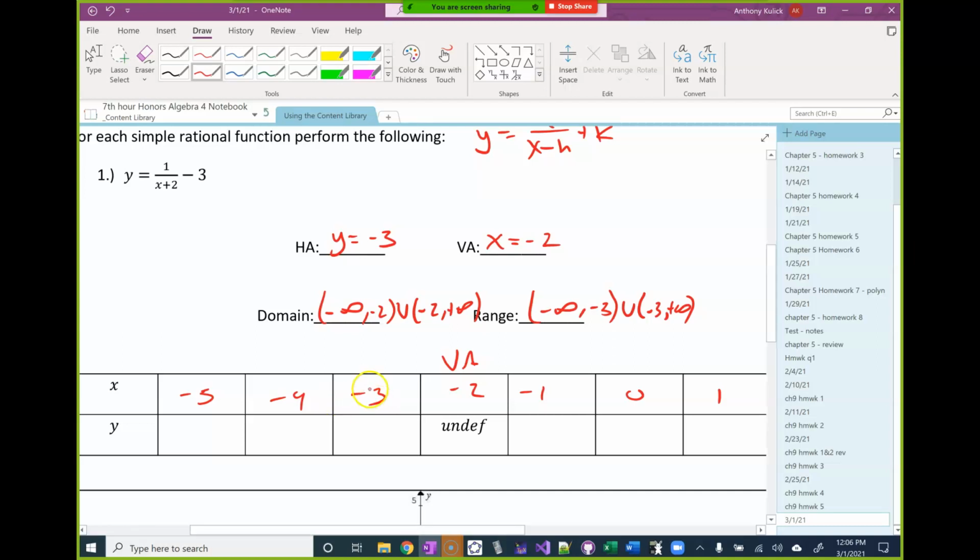When I plug -5 in, I get 1 over -3, so that's -3 1/3. When I plug the -4 in, that's 1 over -2, so that's -3 1/2. I plug the -3 in, that's 1 over -1, so that's -4. And when I plug the -1 in, that's 1 over 1, so that's -2. I plug the 0 in, that's 1 over 2, so that's -2 1/2. And I plug the 1 in, that's 1 over 3, so that's -2 2/3.